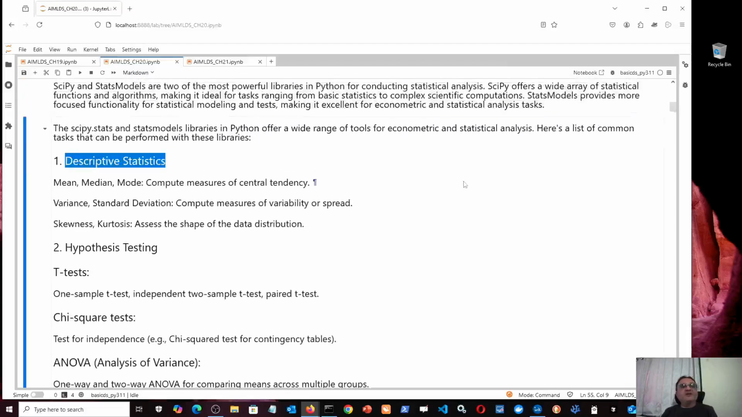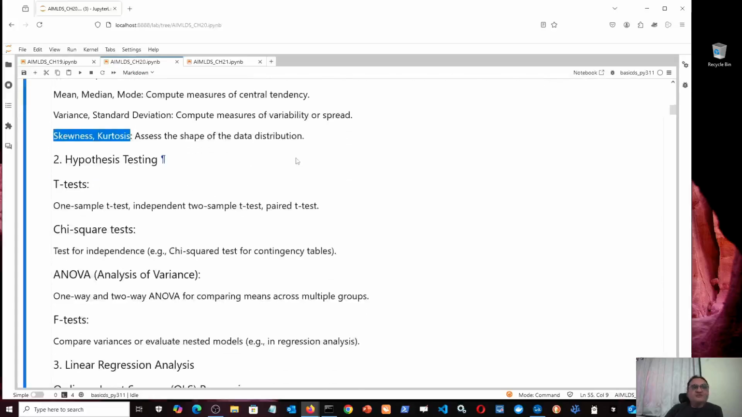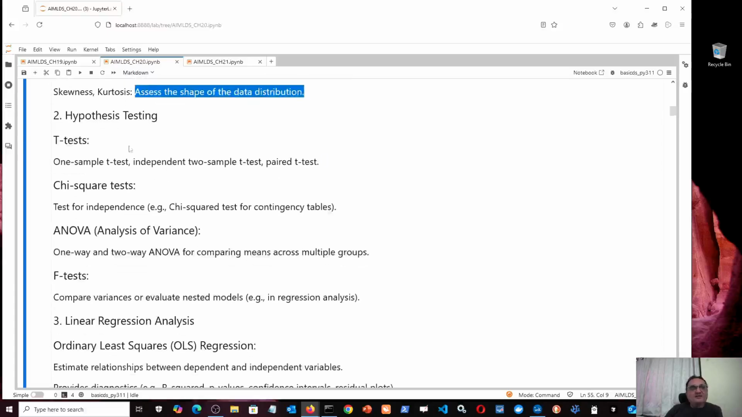Now this thing we have already done, that SciPy and Statsmodels provide the facility for conducting descriptive statistics. What is descriptive statistics? It is measures of central tendency, that is mean, median and mode, measures of dispersion or spread or variability, that is variance and standard deviation, and measures of distortion in the shape, that is skewness and kurtosis. I hardly need to explain anything because we have been discussing these things in the previous lectures, particularly the last lecture. Hypothesis testing.